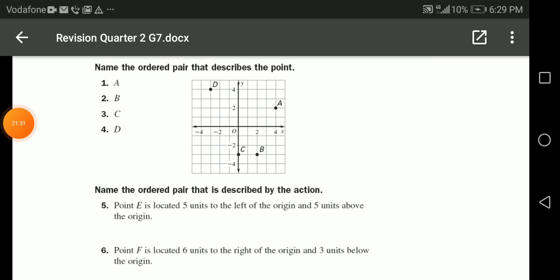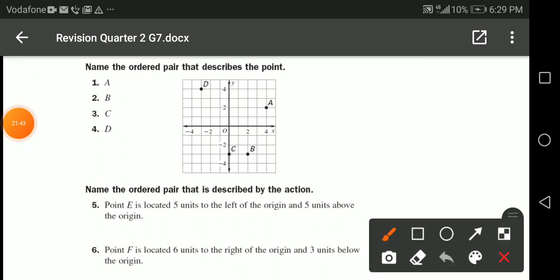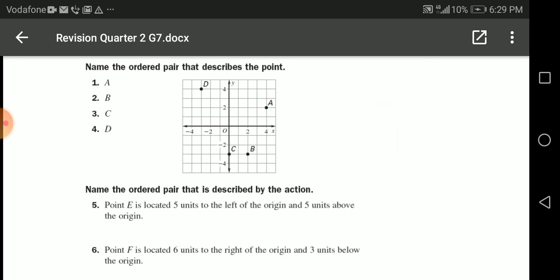Okay, the coordinate plane, and this is very important. And the last thing we're going to take, when I ask you, name the ordered pair that describes the point. Point A. Can you see point A here? This is the x-axis, this is the y-axis. We have two ordered pairs. So I start with x. On the x-axis this is 4. Then up until here on the y-axis 2. So A is 4 and 2.